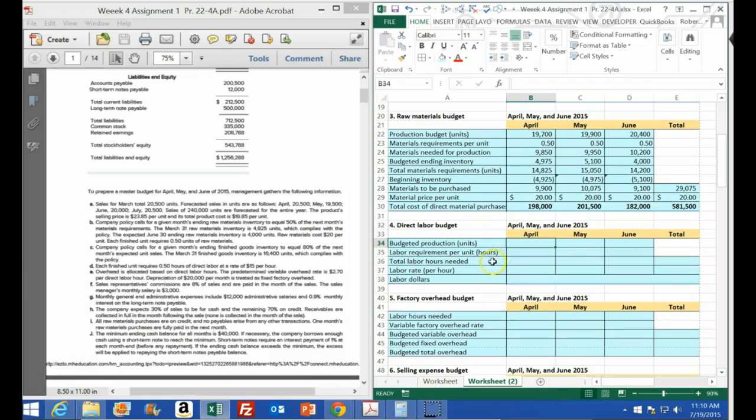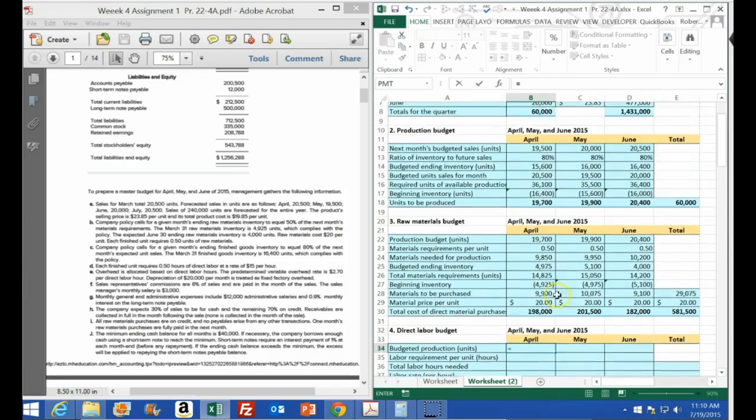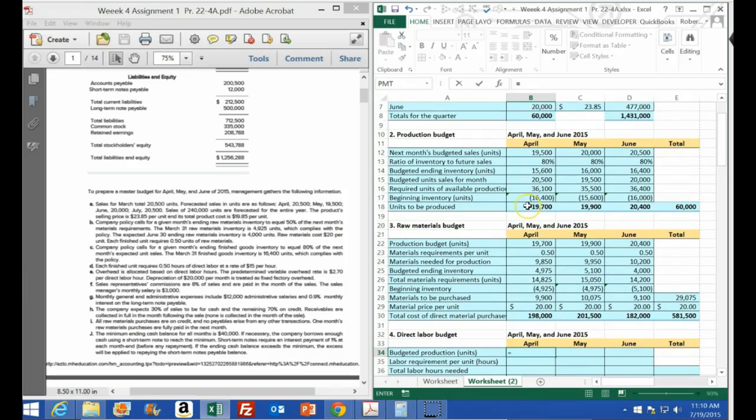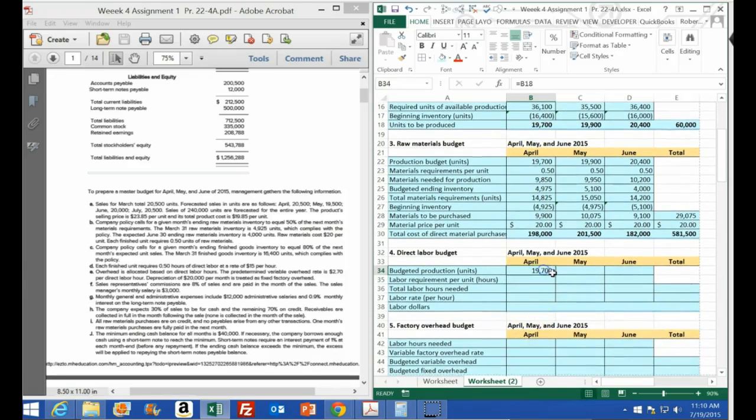Now let's talk about the budget for labor. And once again, we're going to start off in the same area. We're going to say, well, how much stuff do we need to produce? And then think about how much labor it takes to produce it. And we're going to get that from the production budget again. So we're producing 19.7 units in April. And if we copy that across, that's how much we're producing in May and June.